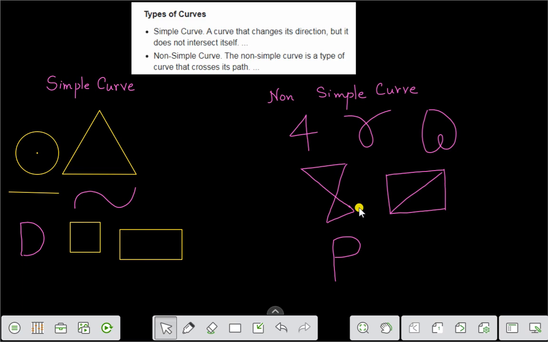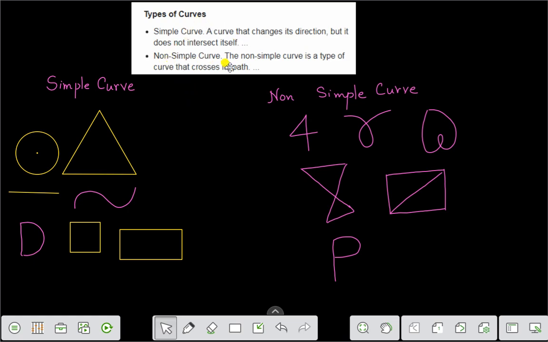Hello everyone. Today we shall discuss types of curves. In general, there are two types of curve. One is called a simple curve and another one is a non-simple curve. What is the definition of a simple curve? A curve that changes its direction but does not intersect itself is called a simple curve.